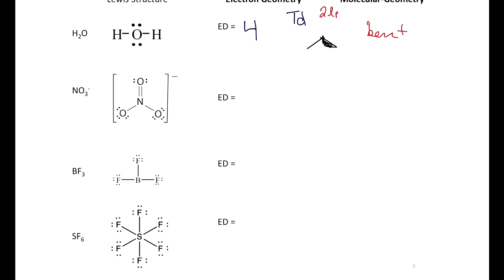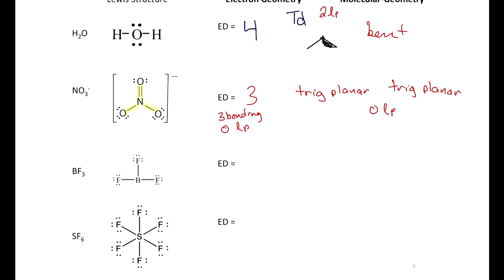Nitrate. How many electron domains? 3, because the single bonds count as 1 each, and the double bond also counts as 1, because those 4 electrons are all moving together. So this molecule has 3 electron domains: 3 bonding domains and 0 lone pairs. What shape is that? Trigonal planar. The molecular geometry is also trigonal planar, because there are no lone pairs to consider.